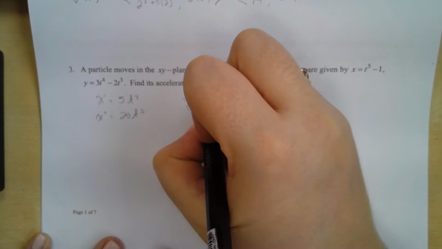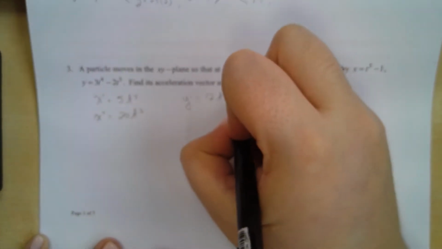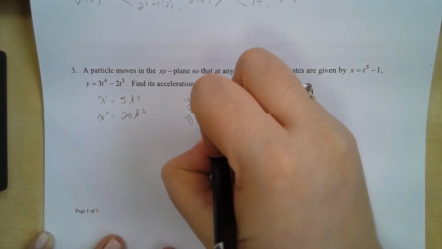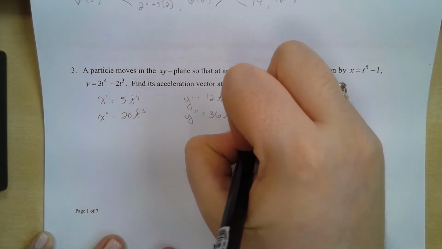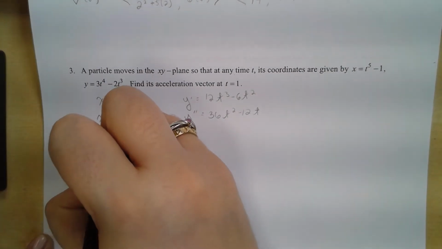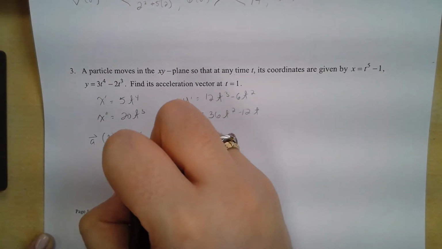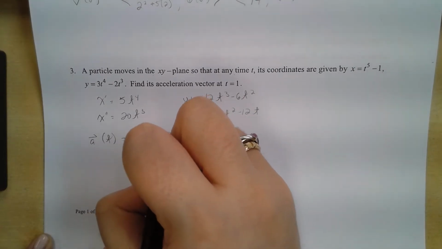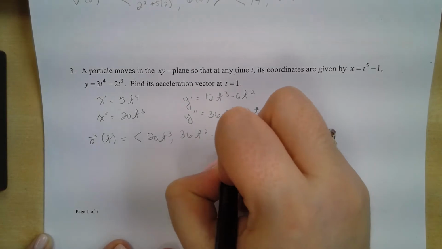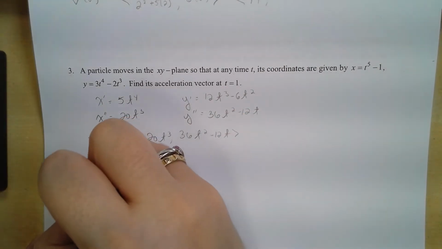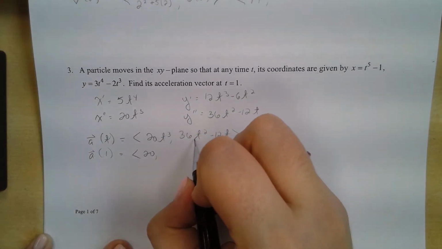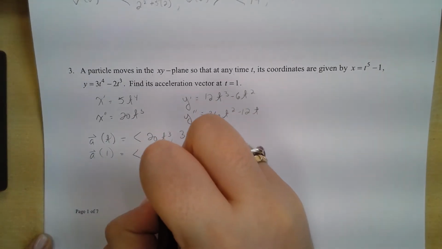Whereas y prime is going to be equal to 12t cubed minus 6t squared, and y double prime is going to be equal to 36t squared minus 12t. So our acceleration vector at t is going to be equal to 20t cubed, comma, 36t squared minus 12t. And we were asked to find that at 1. So a of 1 is going to be equal to 20, comma, 36 minus 12 is 24.